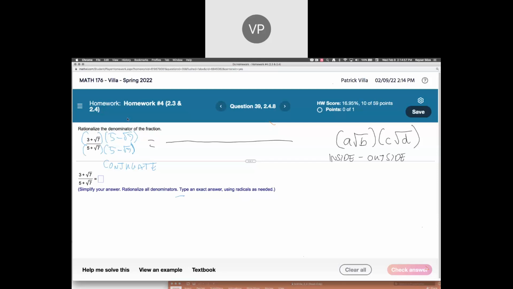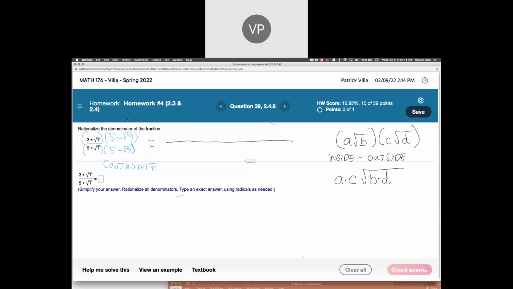Whatever was on the outside of the root, it stays on the outside and multiplies together. Whatever was on the inside stays there, and those multiply together, and that's it. Nothing should be jumping in or out of the square root when you're multiplying it out. So keep that in mind as we're doing this.